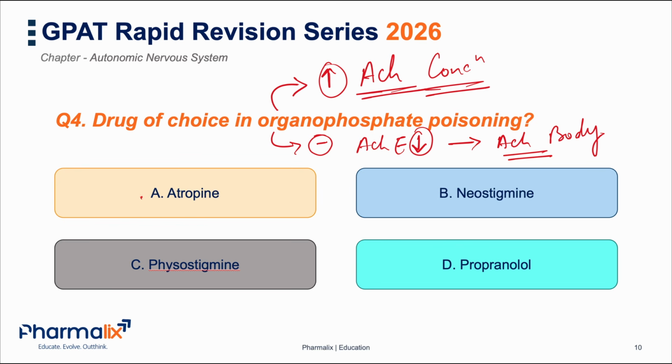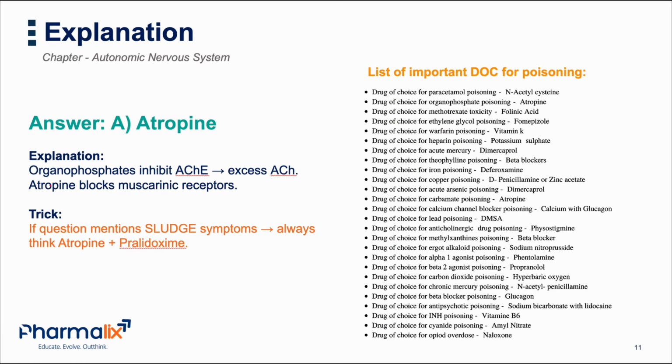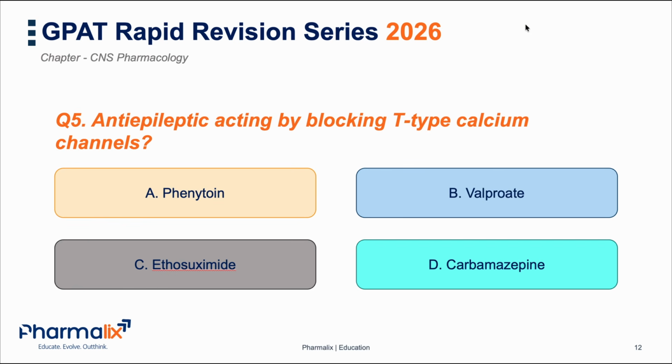So will it be atropine, neostigmine, physostigmine, or propranolol? Propranolol is certainly not the answer. Physostigmine is also not the answer. Neostigmine is also not the answer. So the correct answer is atropine, and atropine blocks the muscarinic receptor, since the excess acetylcholine acts there. You can also refer to the SLUDGE trick which I have explained in our previous videos. These are the list of important drugs of choice for poisoning, and you have to learn each and every one of them because these are very important, and every year at least one question is asked.